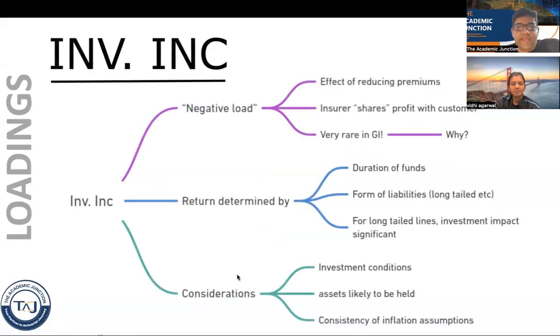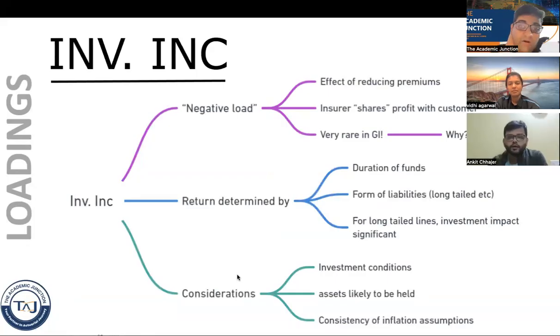Okay, next, investment income. I think this was in the paper I passed. There was a 4-marker on describing the role of investment income in pricing or something like that, right? It's just one page in the text. There's not a lot of details there, right?